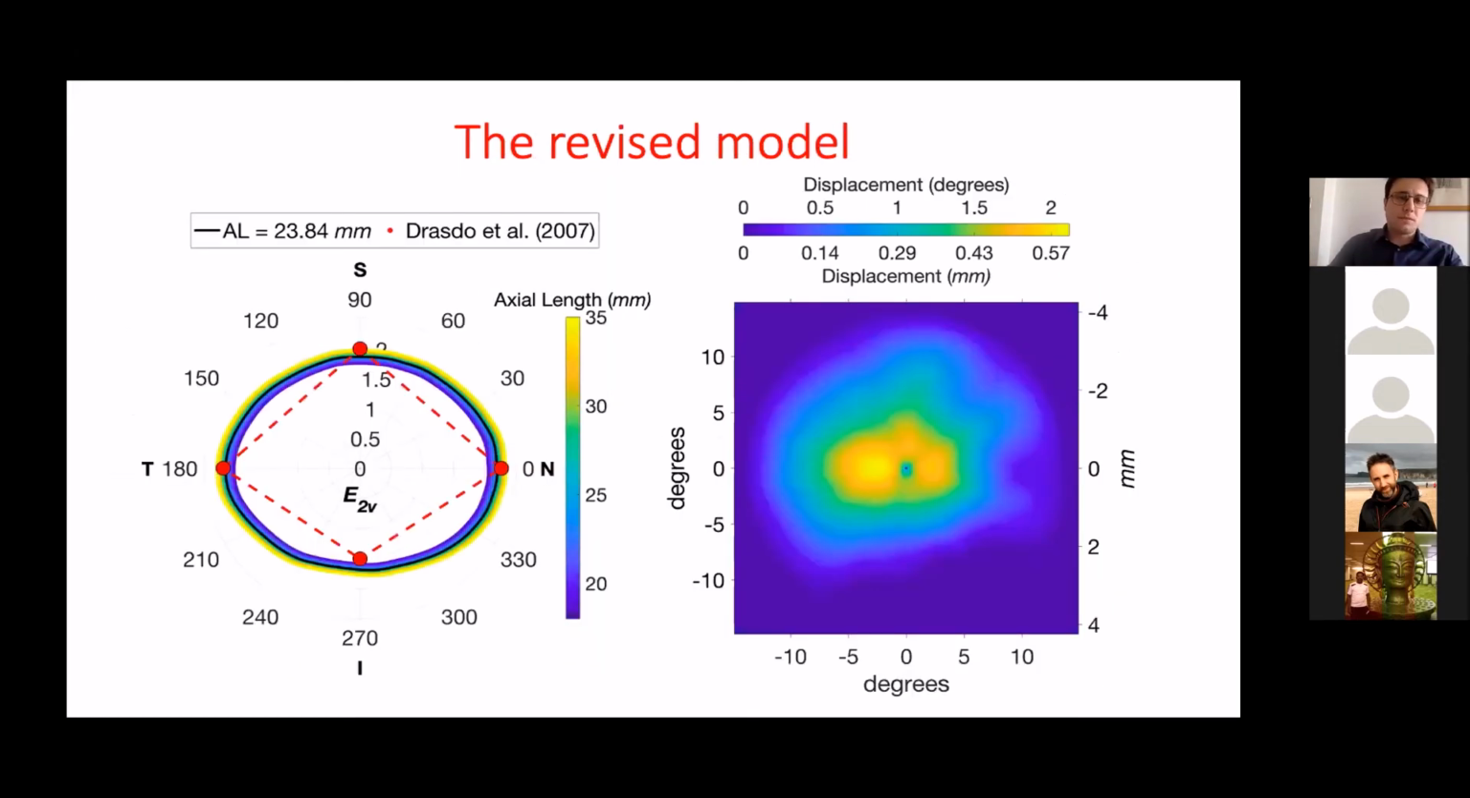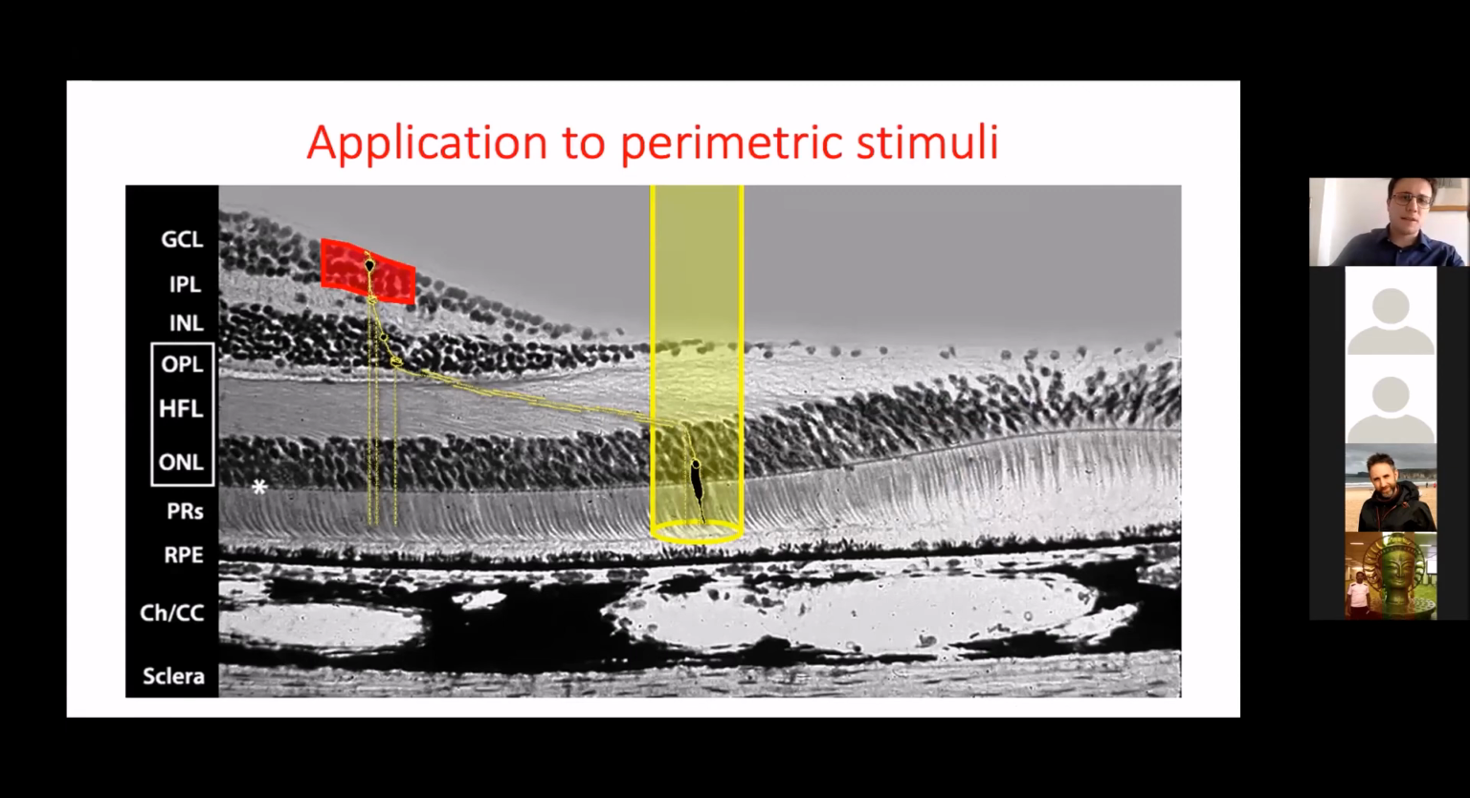So with all of this in mind, we can now estimate the value for the EQV parameter for any given meridian, and we can build this for any given axial length, and we can produce a displacement map for any given meridian, and this can be changed for different axial lengths, which is what we were trying to do. One other aspect that we needed to explore was how to apply this displacement to perimetric stimuli.